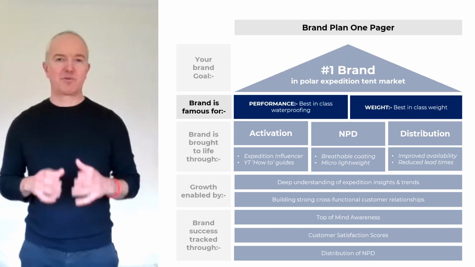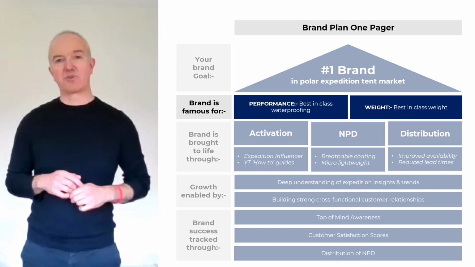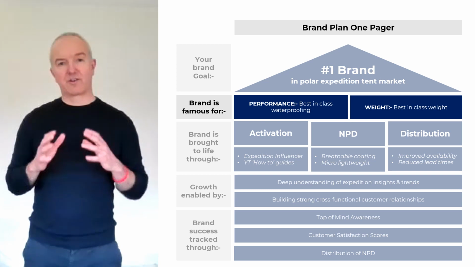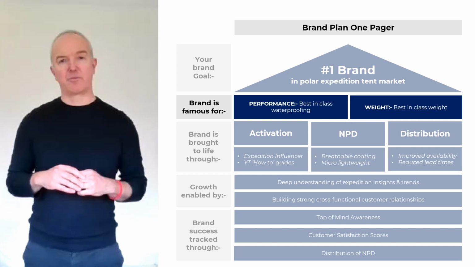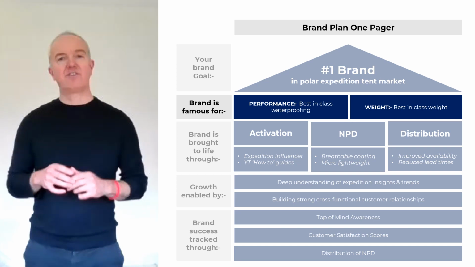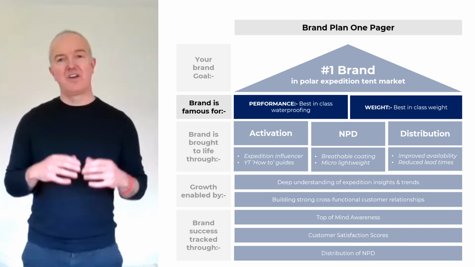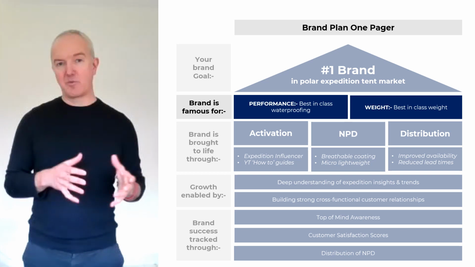The next step is probably the most important. You need to decide the one or possibly two things your brand is going to be famous for. This is what's going to ensure that your brand is compelling to your target consumers and also differentiated versus the competition. The key here is to ensure that you're famous for something that target consumers really value. For the example of our tent brand, this is waterproofing and lightweight.